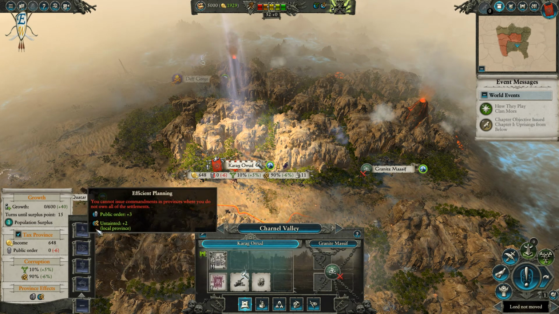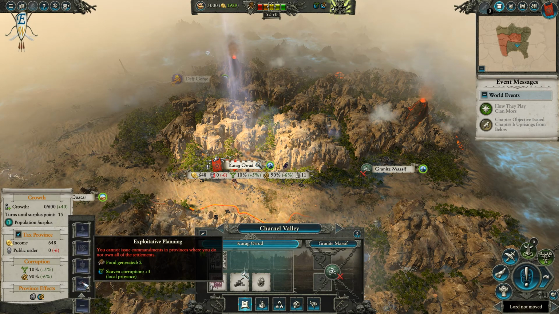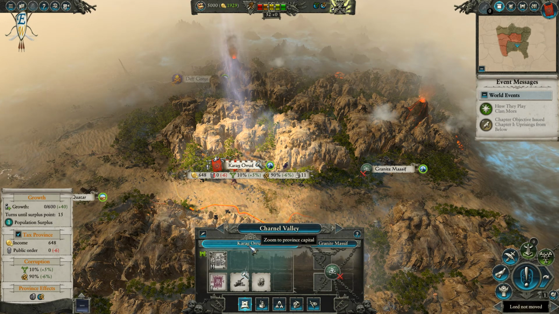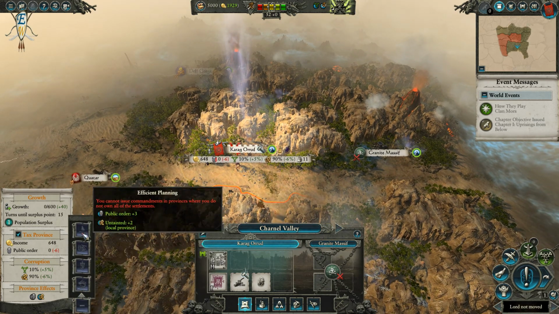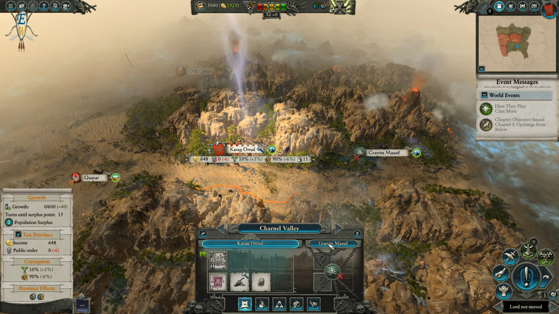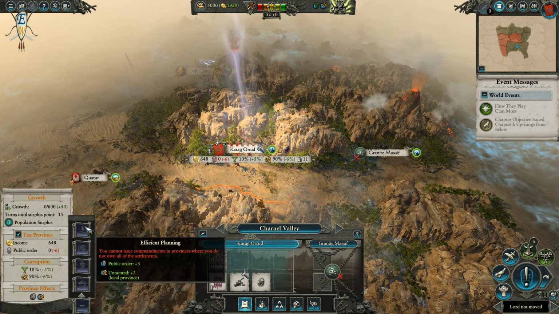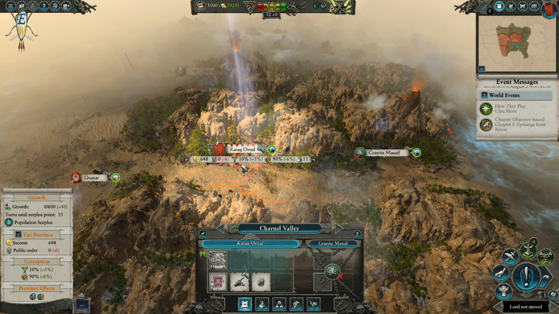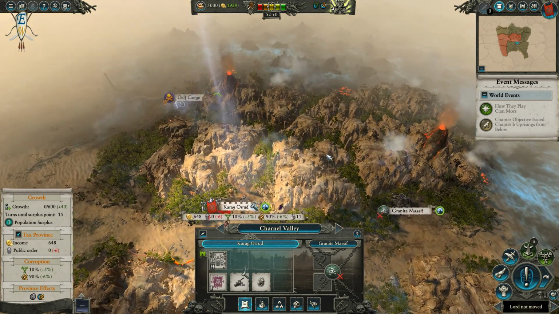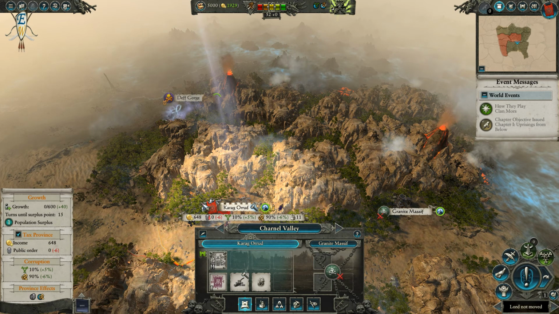So how that untainted works, and I think it'll work for the Skaven as well, is that you will get that per each settlement. So that says +2, that's +2 per settlement. So when you issue that, it will say here, when you come to look at it, it will say +4. So that's how that works.